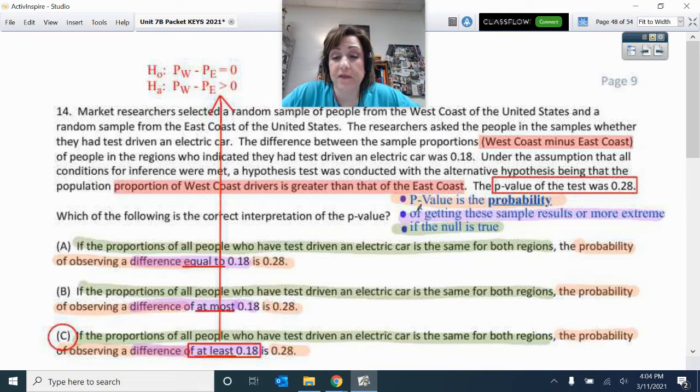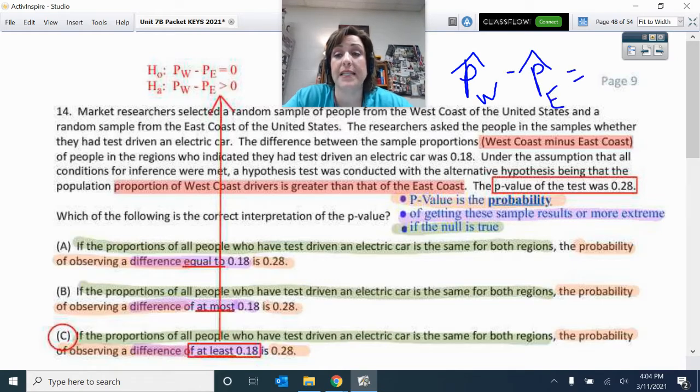Now, the probability of getting these sample results that we got. The sample results we got was a difference of 18% between them. The West Coast was 0.18, or 18 percentage points, higher than the East. That's what the p-hat we got was. Our sample results showed that p-hat for W minus p-hat for E was 0.18. Okay, so that's why we have in purple here the difference of at most 0.18, of at least 0.18, and difference equal to 0.18.